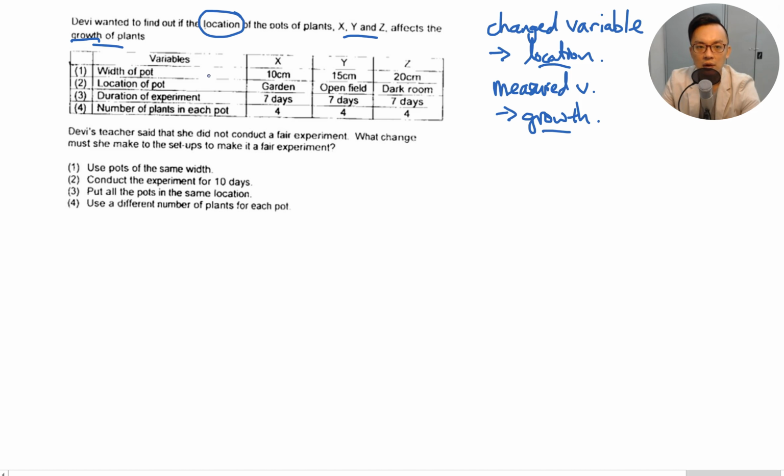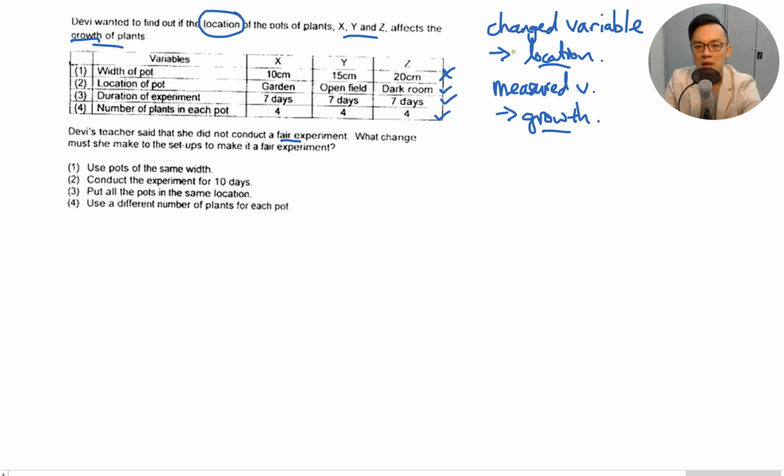So let's take a look. The width of the pot, 10, 15, 20, so that's not correct. Location, garden, open field, dark room, yep, somewhat correct. Duration, 7, 7, 7, correct. Number of plants, 4, 4, 4, correct. Devi's teacher said that she did not conduct a fair experiment. That is correct. What change must she make to the setups to make it a fair experiment?